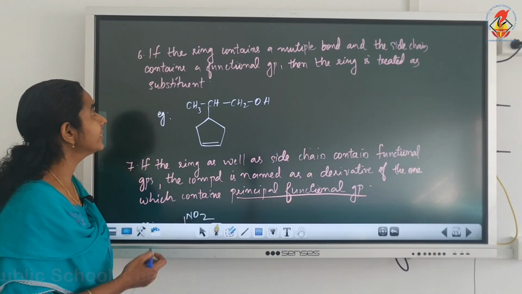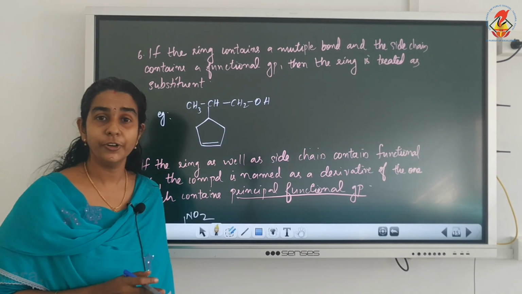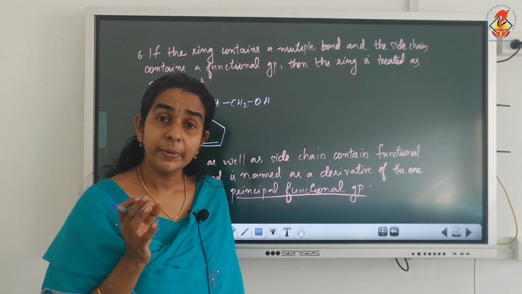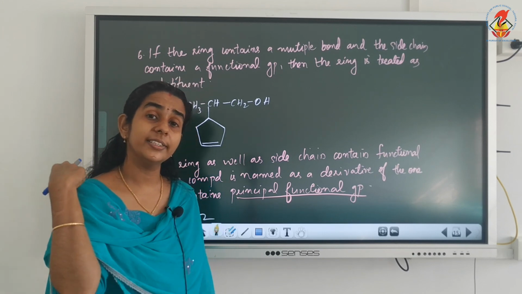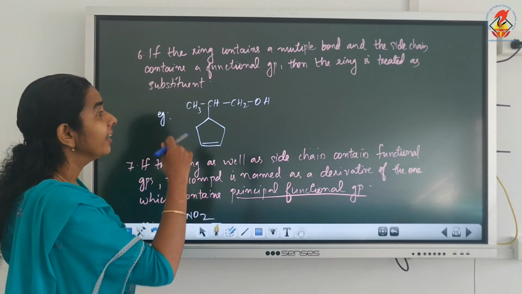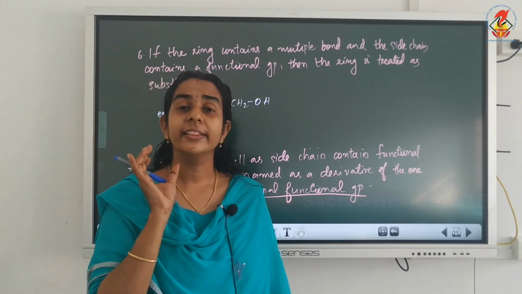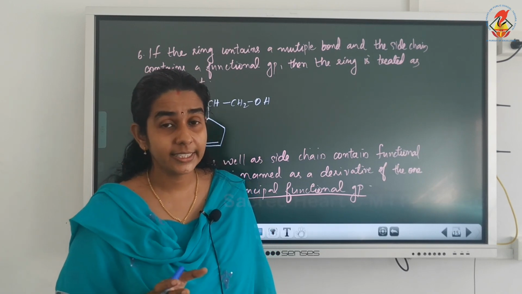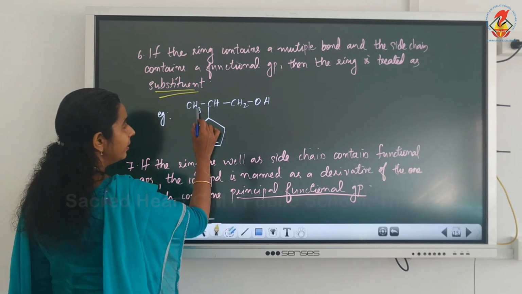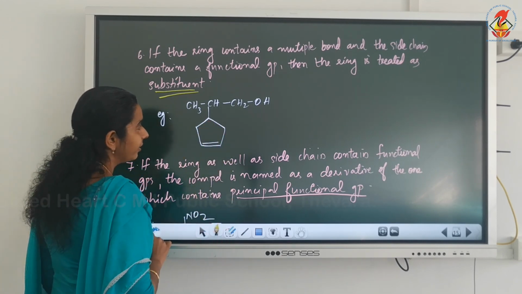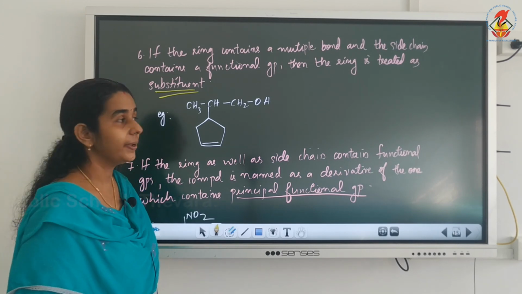Now the next rule is, if the ring contains a double bond and the side chain contains a functional group. Okay, so the double bond or multiple bonds are present in the ring and the functional group is present in the side chain, then the ring will always be treated as a substituent with least priority. So here there is a double bond in the ring, but the functional group is present in the chain. So the chain should be considered as the parent.